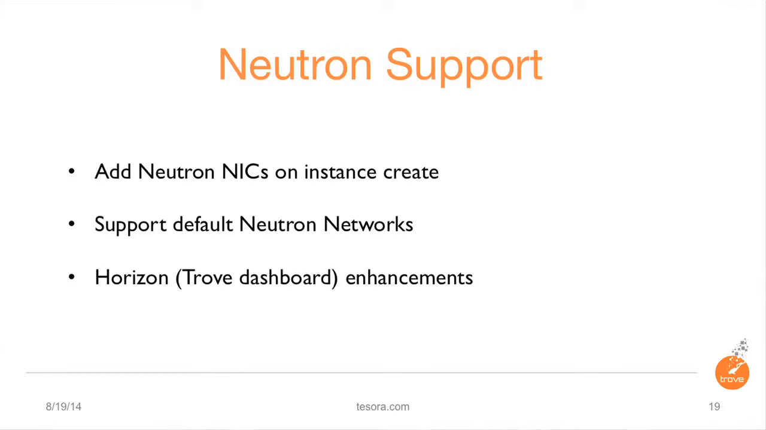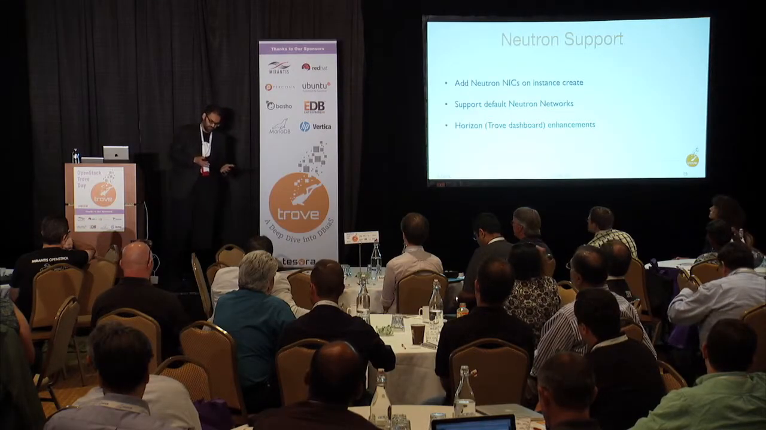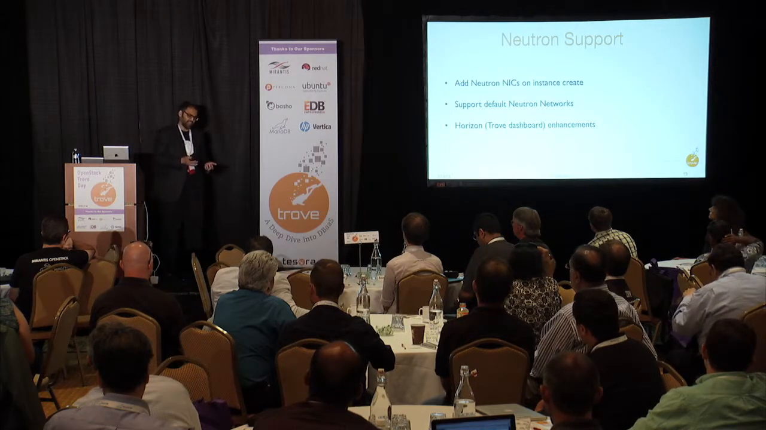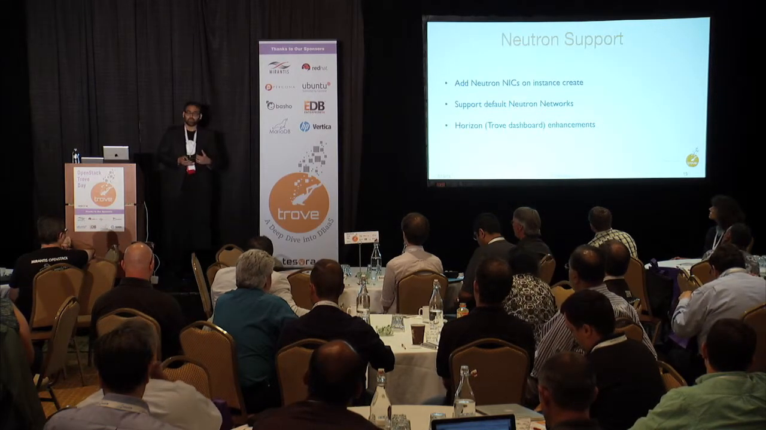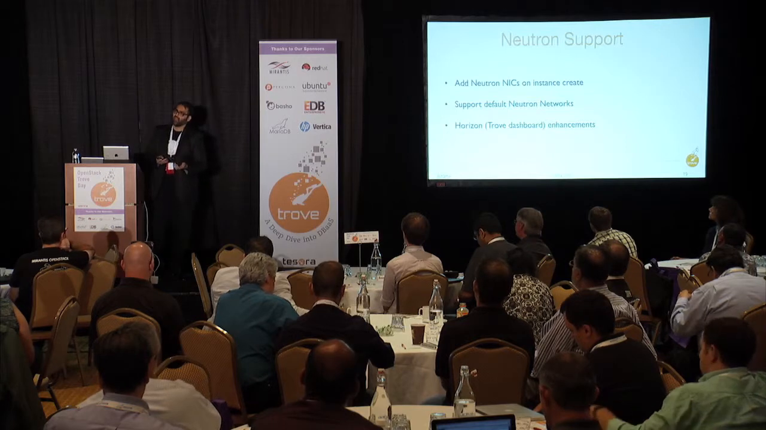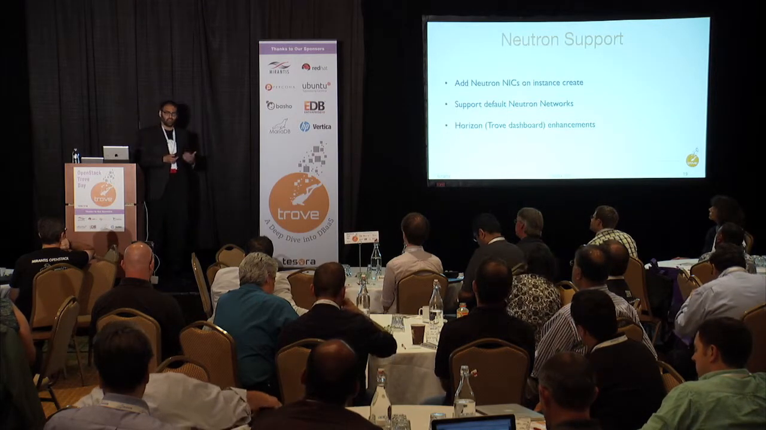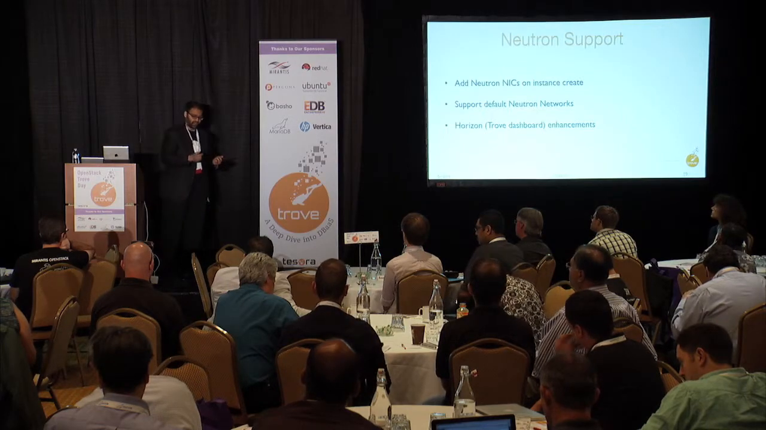We also added Neutron support in Juno, and this is done and checked in. So the basic idea here is on an instance create call, you could specify a list of networks as the NIC parameter. And then on instance create, it would go create your Nova instance with all of those NICs.